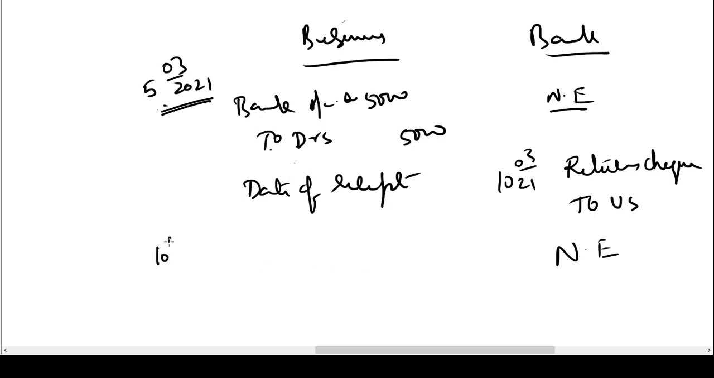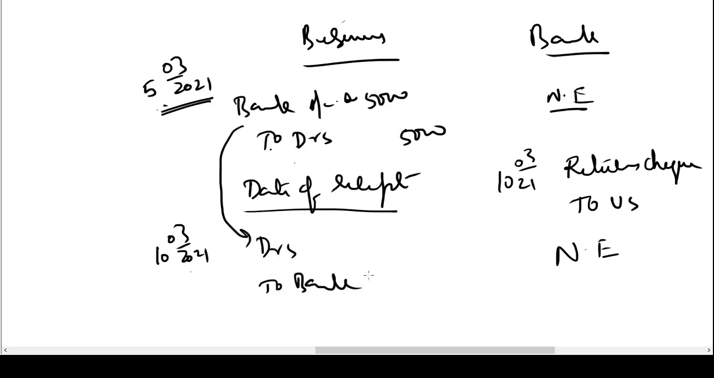Now on 10th March, when the check has been returned by the bank to us, we came to know that money has not come. This entry is reversed by passing an opposite entry, debtor's account debit to bank account 5,000 rupees. So we cancel this entry by reversing it on 10th March.